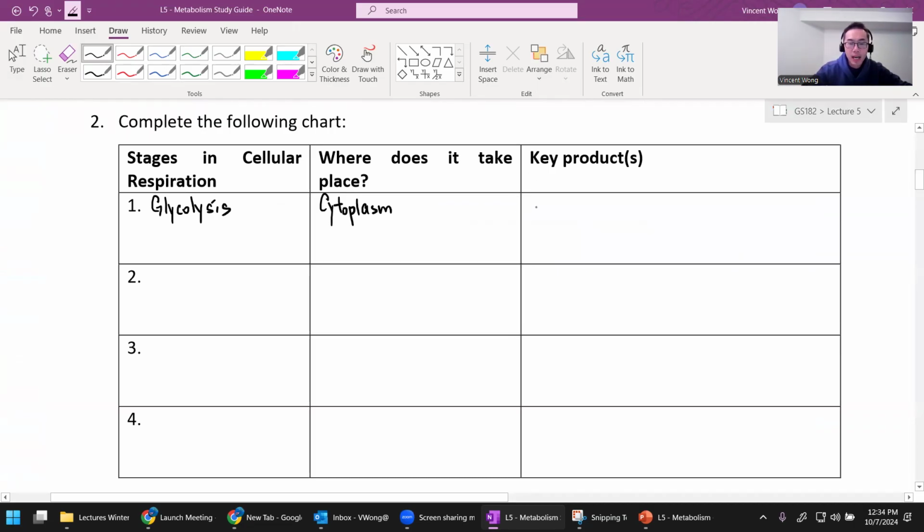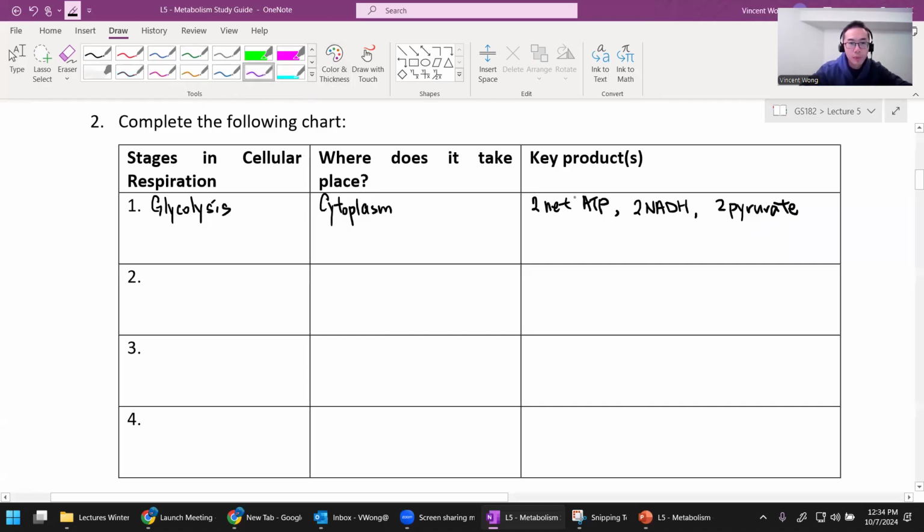Some of the key products we have include 2 net ATP. Okay, we actually invested 2 ATPs to energize the glucose, and in return we got 4 back. So 4 minus 2 gives you 2 net ATP. In addition, we are going to generate some NADH, 2 of them, okay, and 2 pyruvate. Okay, pyruvate has 3 carbons each.